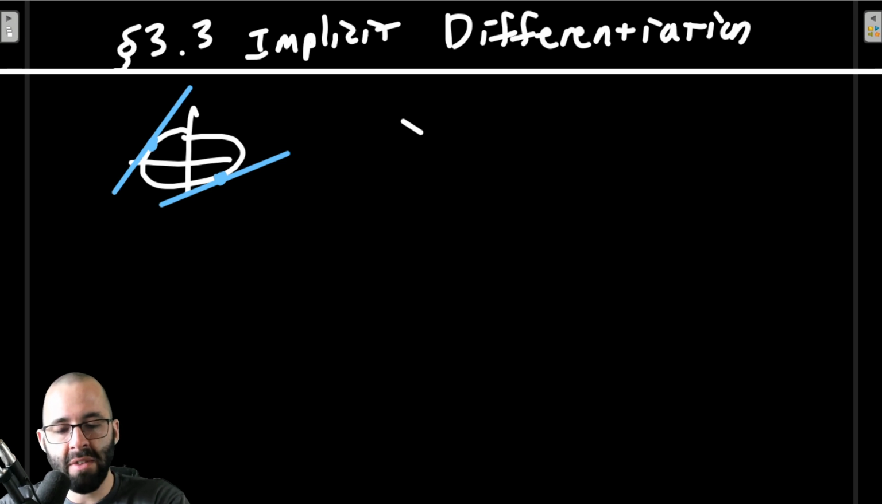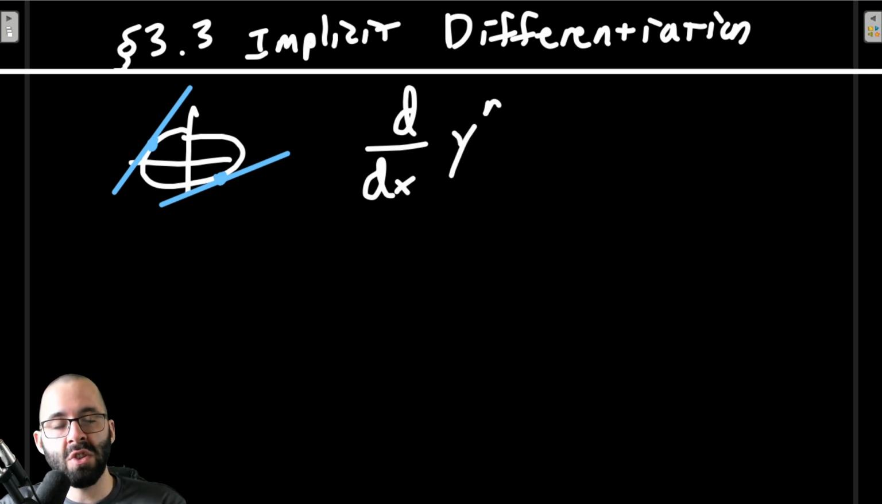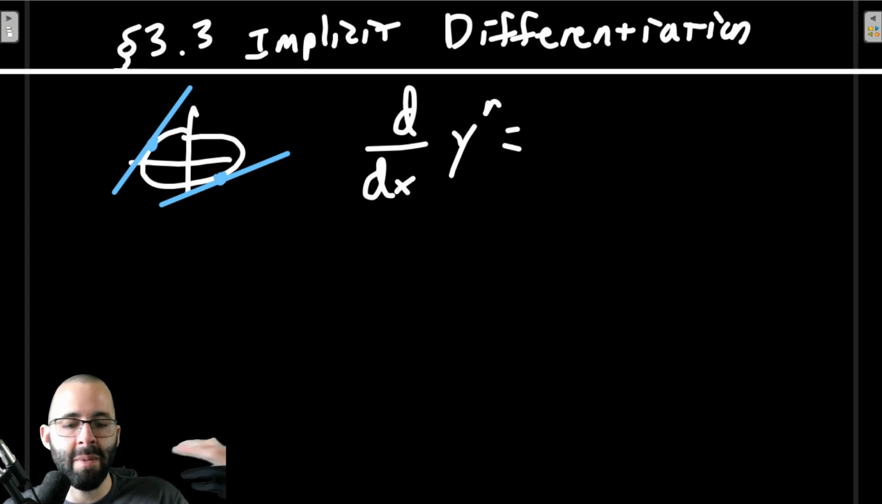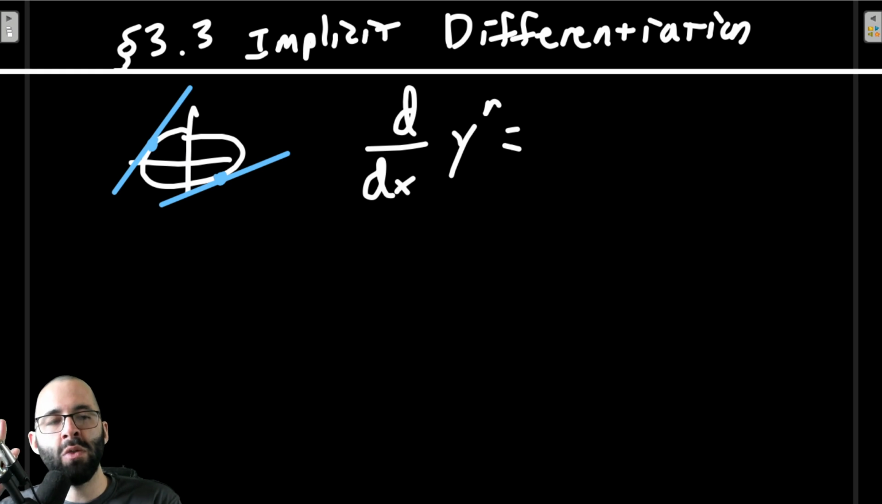So let's say we're looking at the derivative of some function y raised to a power. We know the power rule. The derivative with respect to y of this is just r y to the r minus 1. But what if we take the derivative with respect to x?